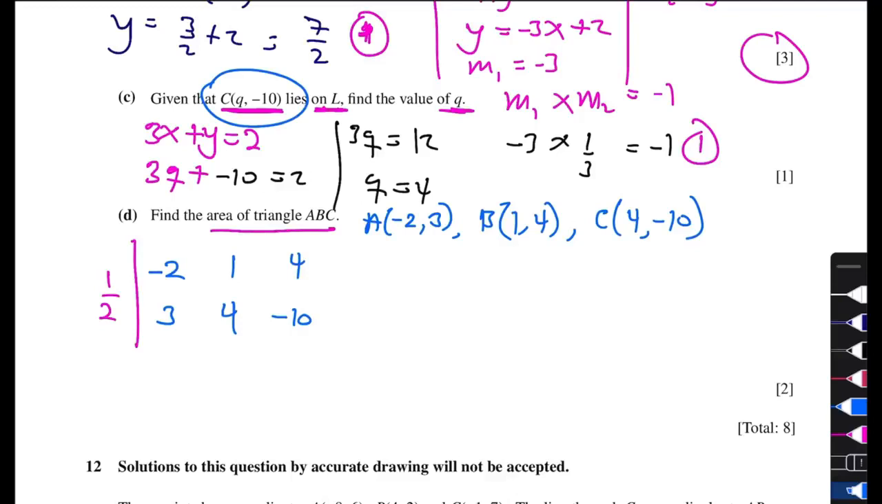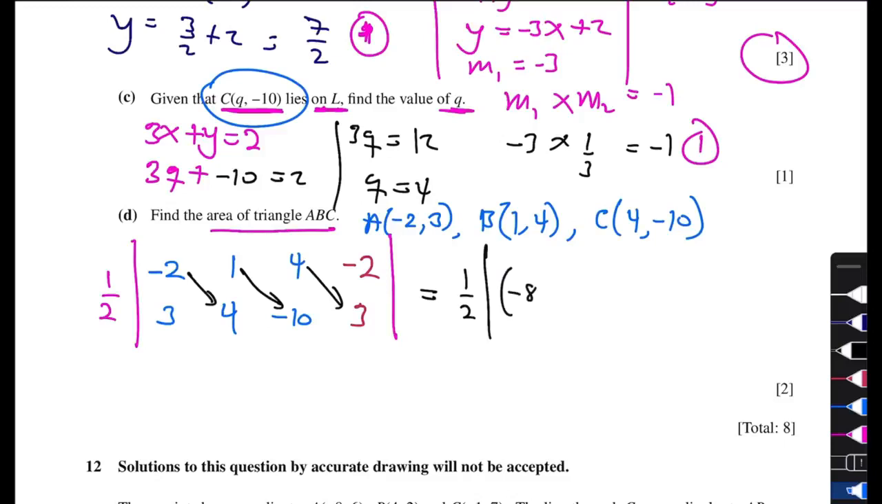Now, the point that started should be the point that ends, so you have (-2, 3) again. Keep that in mind. It's very important. Then you do the downward diagonal first: this times this, times this times that. When you finish, then we do the other side. So this is going to give us half absolute into bracket negative 8 minus 10 plus 12. Then now we do the upward diagonal, which will give us 3 plus 16 plus 20.